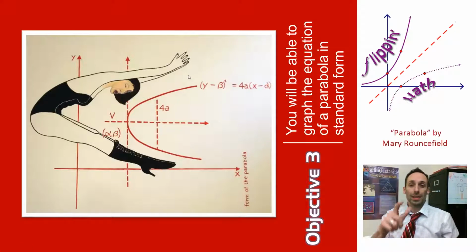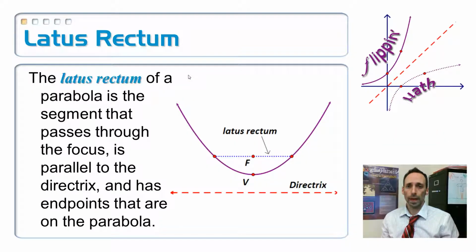Okay, so it's that segment that's going to help us, and it's called the latus rectum. The latus rectum of a parabola is a segment that passes through the focus. First of all, it's parallel to the directrix, and its endpoints are actually on the parabola. So if you look at the picture here, it is a segment that goes through the focus, parallel to the directrix, with its endpoints on the parabola. We're going to see how that helps us graph this.